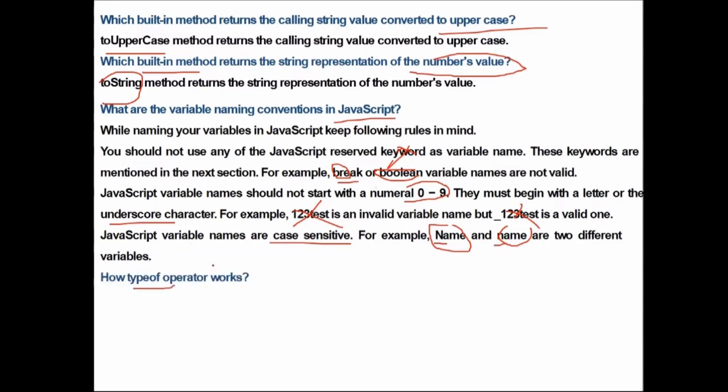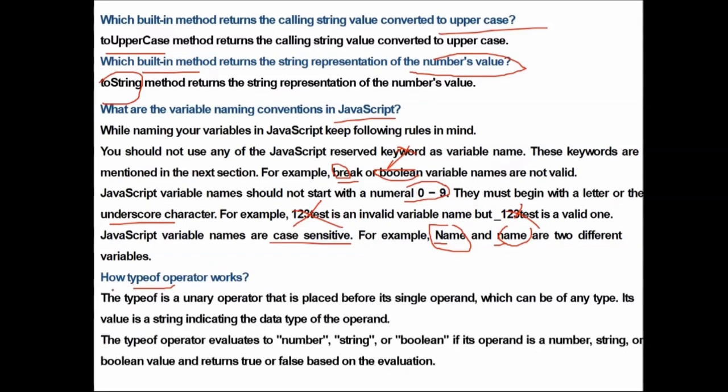So how does the typeof operator work? This can be asked. The typeof is a unary operator that is placed before its single operand, which can be of any type, and its value is a string indicating the data type of the operand. So the typeof operator evaluates whether its operand is a number, string or boolean value and returns true or false based on the evaluation. So it checks what data type these are, and it returns true or false.